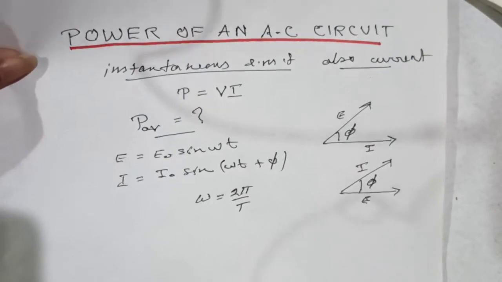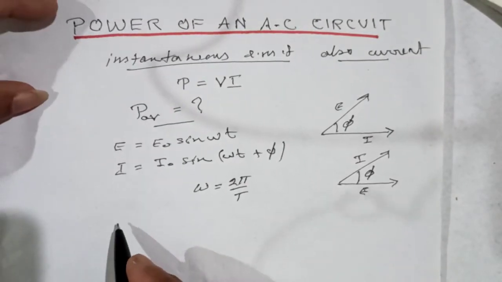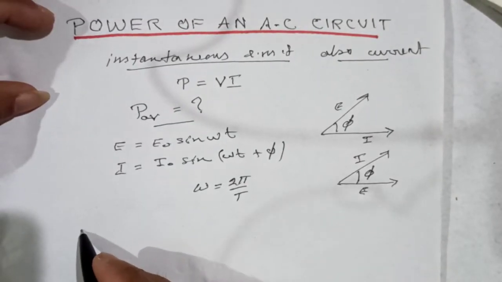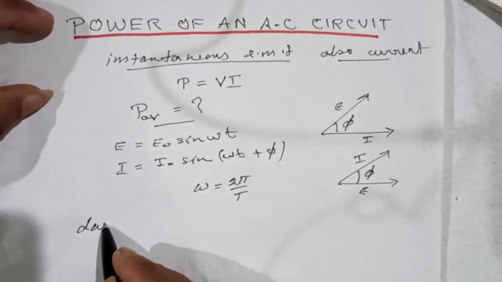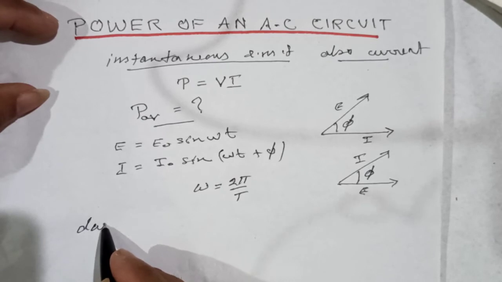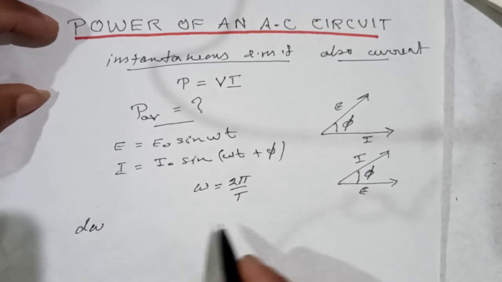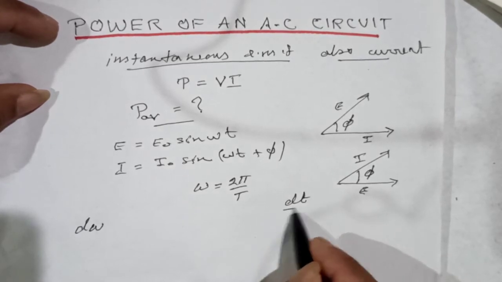So what is the work? A small amount of work, dW. We assume the values of EMF and current in the AC circuit remain constant for a small time dt.